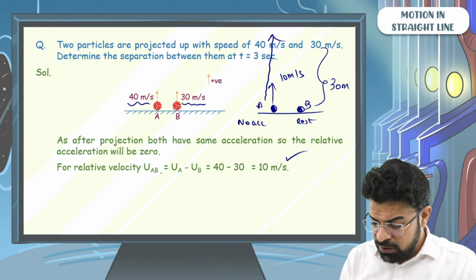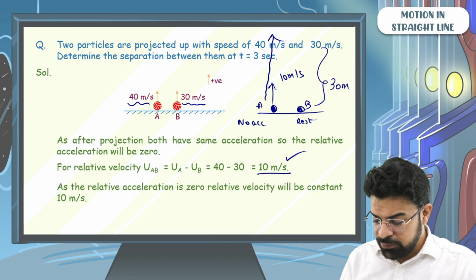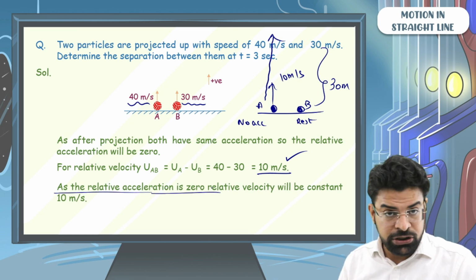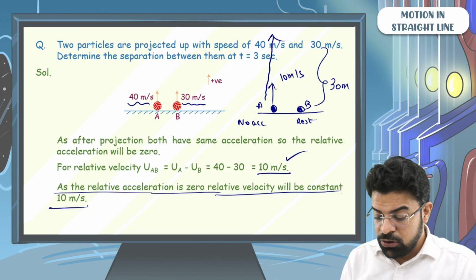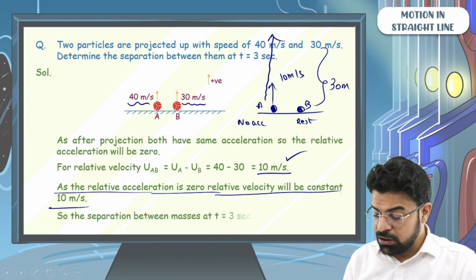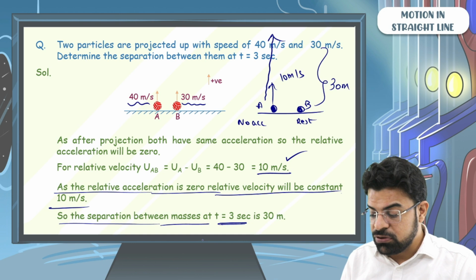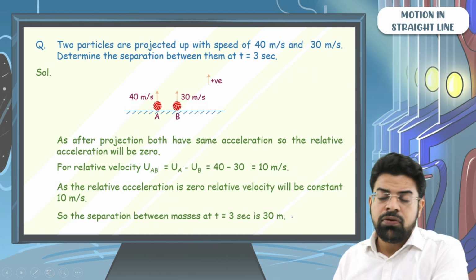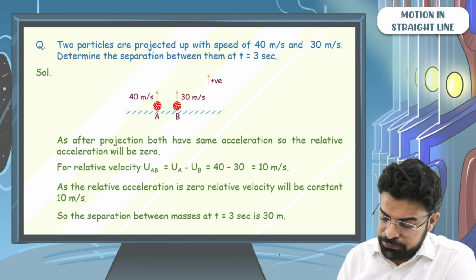So the relative velocity will be 10 meter per second. As the relative acceleration is 0, relative velocity will be constant, equal to 10 meter per second. So the separation between the masses at time equals to 3 seconds will be nothing but 10 into 3, that is 30 meter. You could have even solved this question this way.